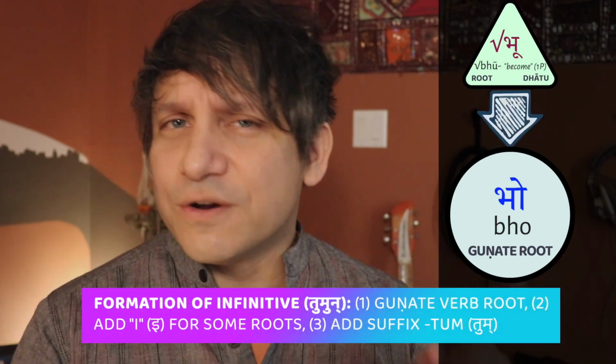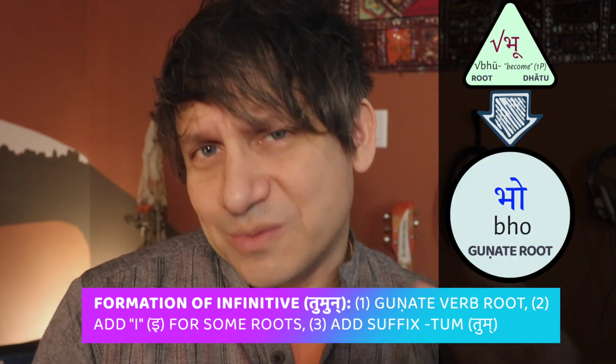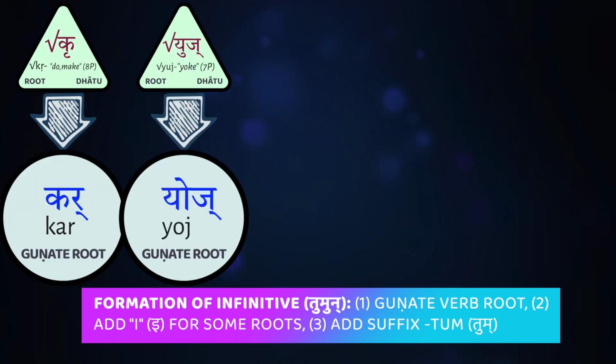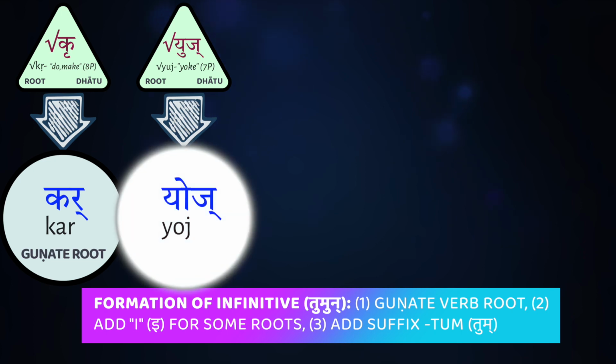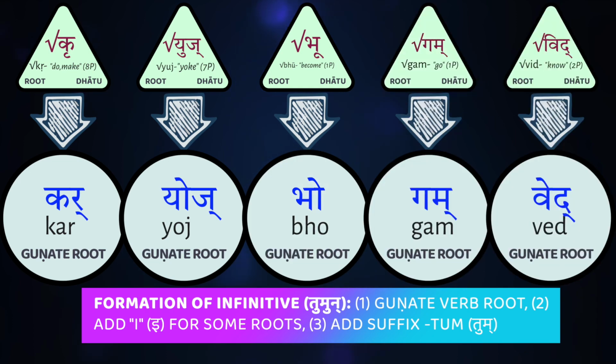Step one, take your verb, the root, the dhatu, and you gunate it. Gunate the root. So the root kr, to do or make, will become kar. The root yuj, to yoke, harness, control, is going to become yoj. The root bhu, to be or become, will become bho. The gam stays gam, since the guna of a is a.